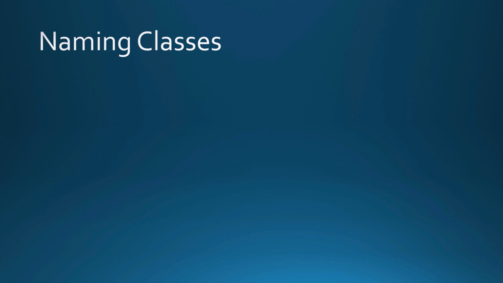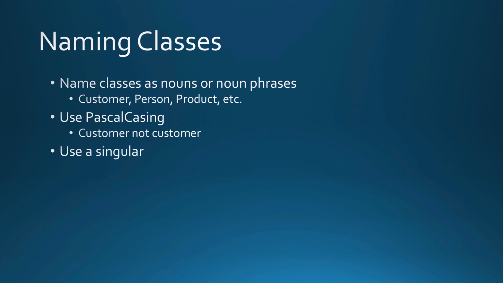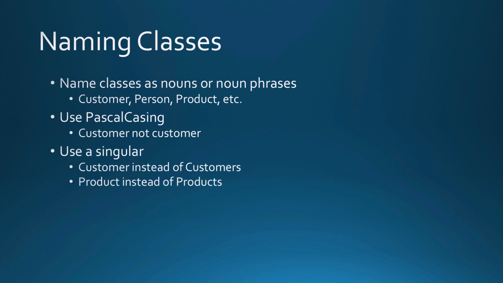Now, when you're naming classes, classes are typically expressed as nouns or noun phrases. So for example, Customer, Person, Product, etc. We use Pascal casing, as you can see here, so an uppercase letter to start: Customer, not customer. We also use the singular, so Customer instead of Customers. The reason why is because later on we might want to use a collection class called Customers. Another example would be Product instead of Products.